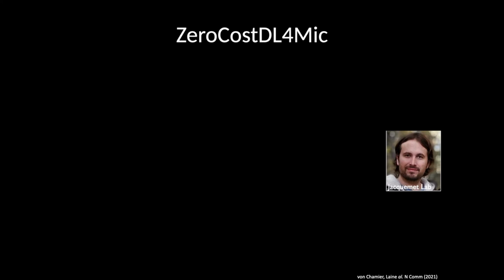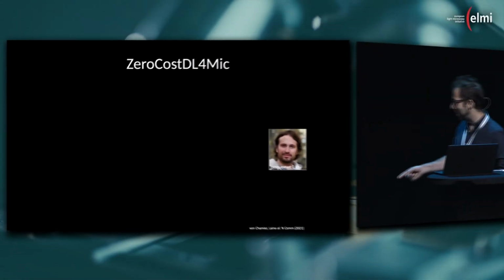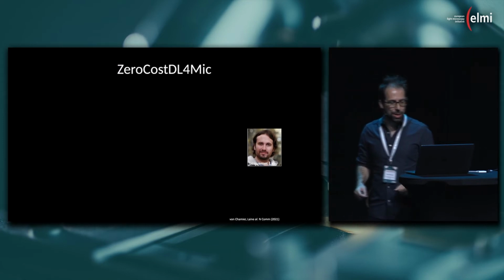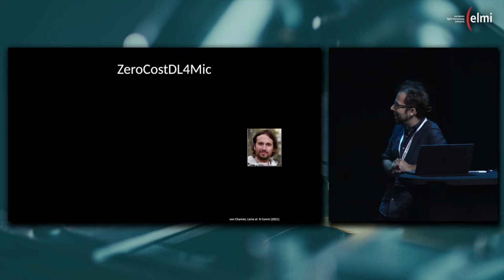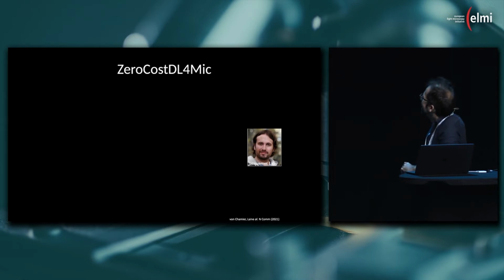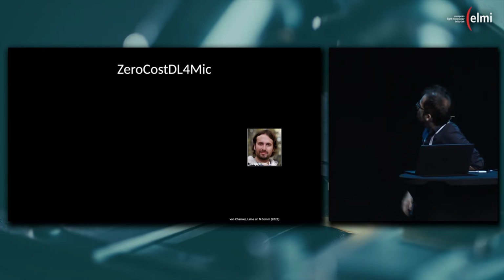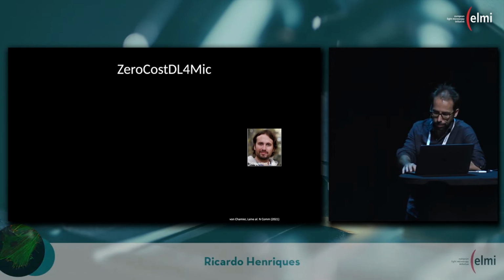So Guillaume and I did not meet at an ELMI meeting, but we met on Twitter, I think, maybe, yeah. And we didn't sit down, but we zoomed out a few times. And we came out with this idea of trying to make a platform which would make it easy for everyone to do training with machine learning. And that became ZeroCostDL4Mic, zero-cost deep learning for microscopy.